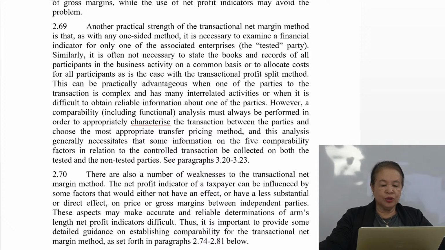Or when it is difficult to obtain reliable information about one of the parties. However, a comparability analysis, including functional analysis, must always be performed in order to appropriately characterize the transaction between the parties and choose the most appropriate transfer pricing method. And this analysis generally necessitates that the same information on the 5 comparability factors in relation to the controlled transactions be collected on both the tested and the non-tested parties, no? See paragraphs 3.2 and 3.23, no?